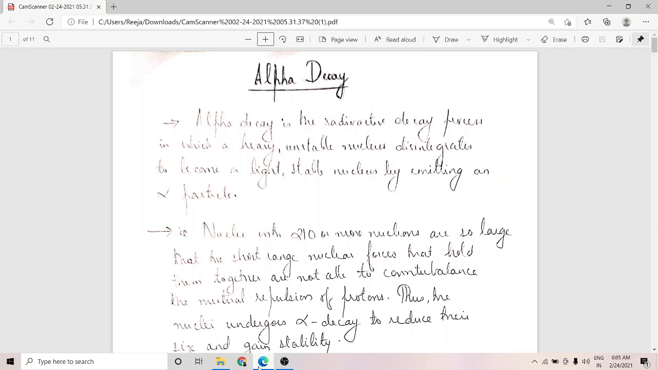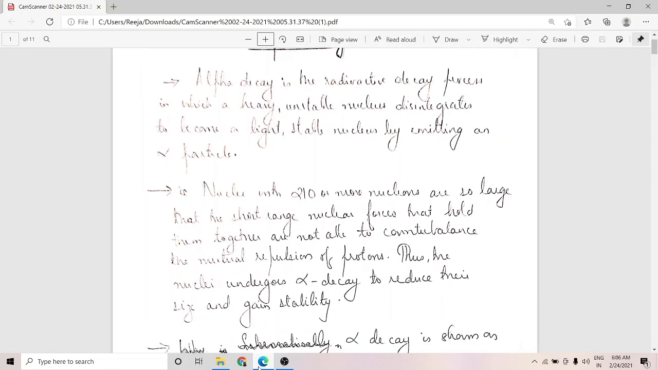emitting alpha particles. That is, nuclei with mass number 210 or more, that is, nuclei having number of nucleons equal to 210 or more, are so large that the short range nuclear forces are not able to hold the nucleons together, or they are not able to counterbalance or overcome the mutual repulsion of the protons in such nuclei. So these nuclei undergo alpha decay to reduce their size and gain stability.